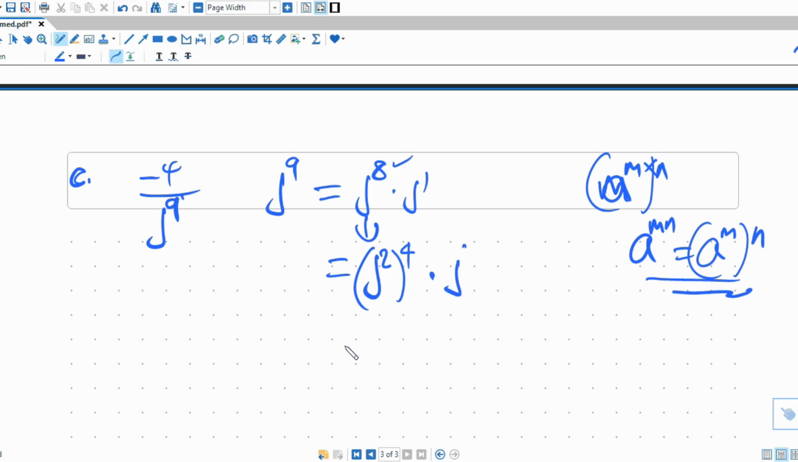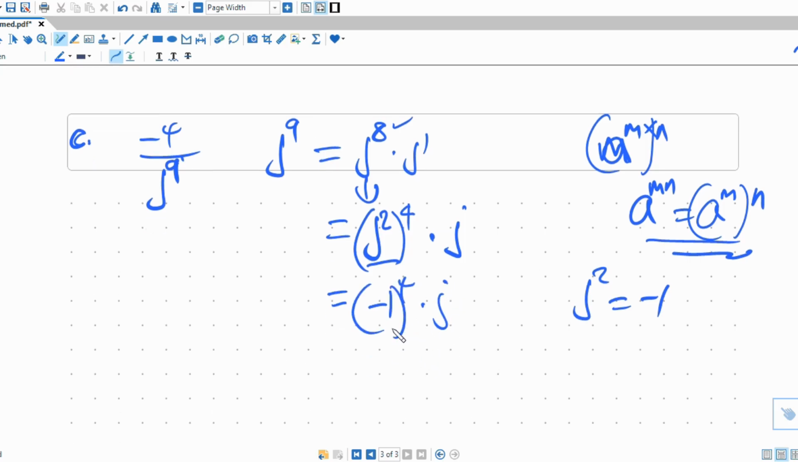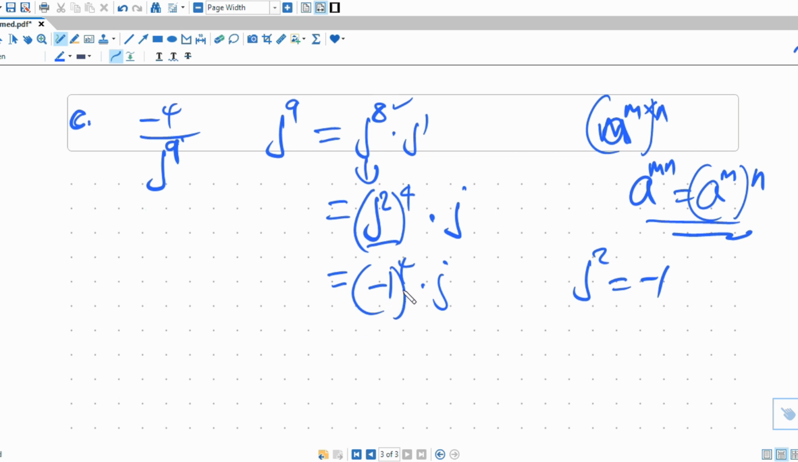But since j raised to 2 is minus 1, then the whole of this is -1, everything raised to 4 times j. Since -1 is raised to an even number, the answer will be 1 times j, and the answer becomes just j, or 1j. 1j and j is just the same thing. So it means that j raised to 9 equals j.